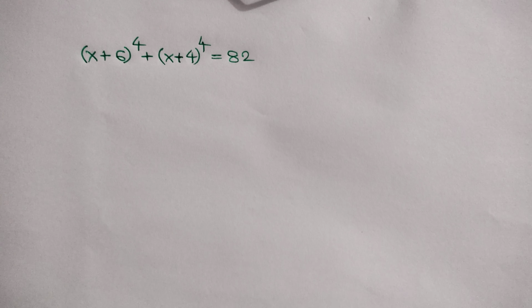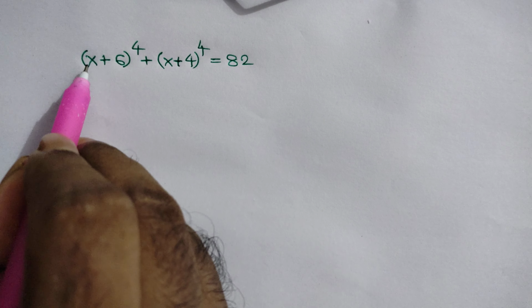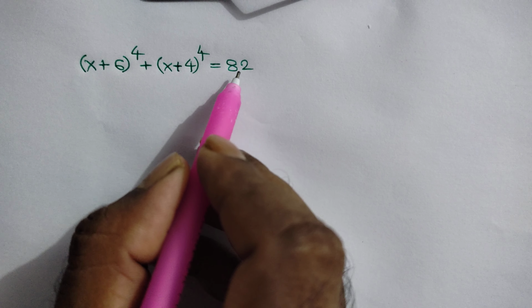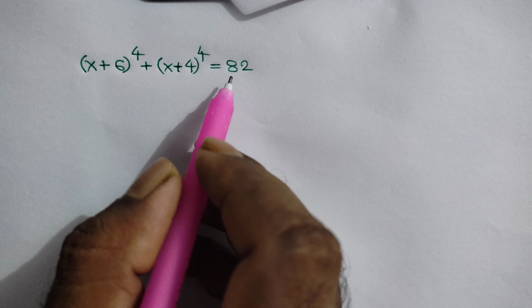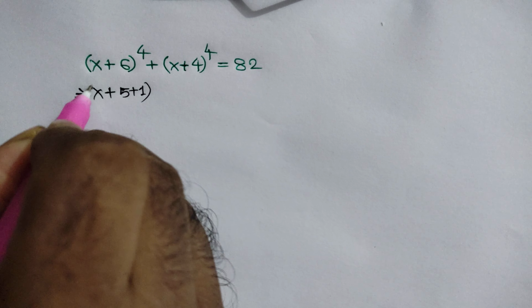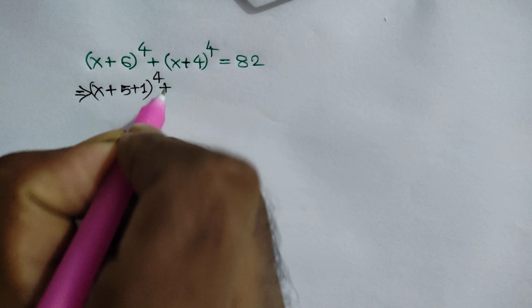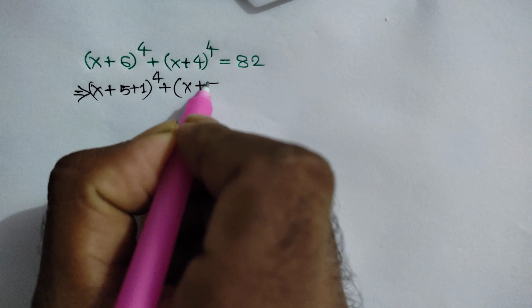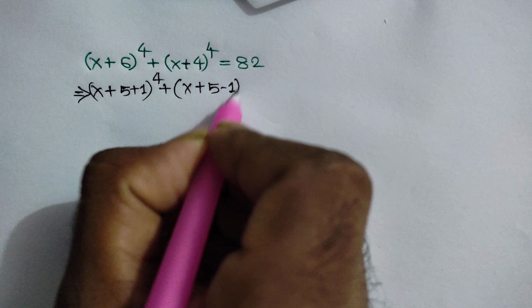In this video, I am going to show how to find the value of x where (x + 6)^4 + (x + 4)^4 is equal to 82. Okay, or x + 6 can be written as (5 + 1)^4, plus (x + 4), now this 4 can be written as (5 - 1)^4 is equal to 82.